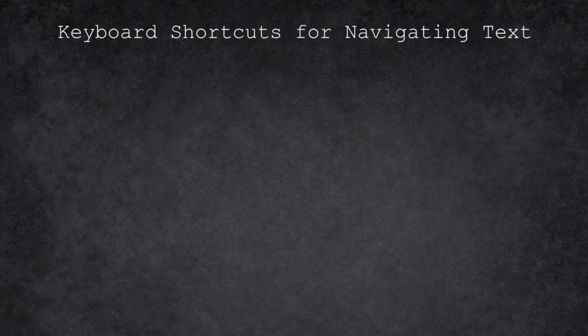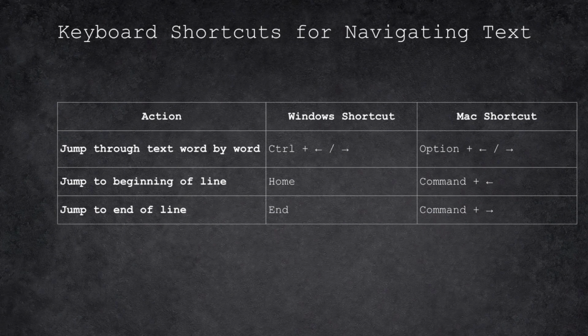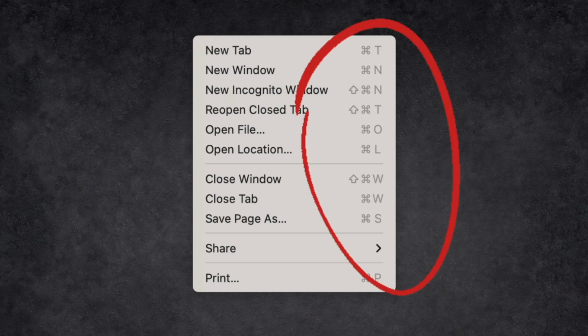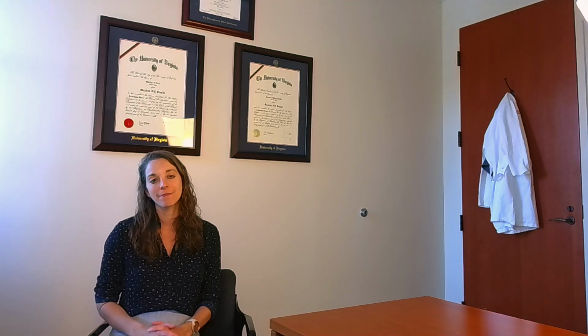And finally, these shortcuts will help with navigating text, which will become particularly useful when we begin working in the terminal window to jump through text word by word, jump to the beginning of a line, or jump to the end of a line. And if you ever forget a shortcut or want to discover new ones, most programs list the keyboard equivalent right next to the menu option you'd normally click. Even just remembering a few of these can make navigating your computer way less frustrating.